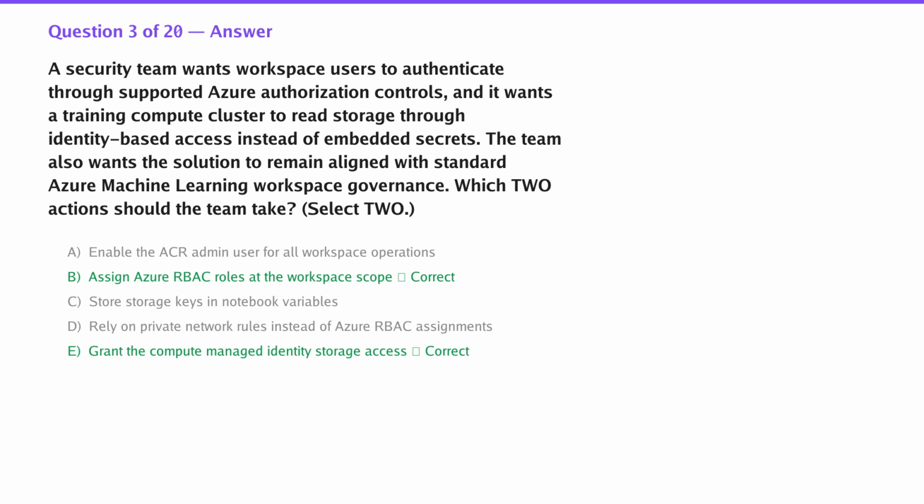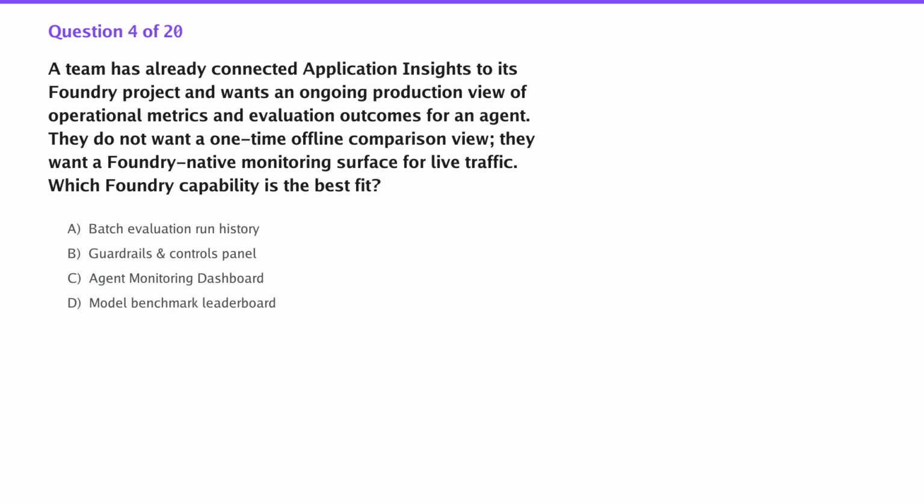A team has already connected Application Insights to its Foundry project and wants an ongoing production view of operational metrics and evaluation outcomes for an agent. They do not want a one-time offline comparison view; they want a Foundry-native monitoring surface for live traffic. Which Foundry capability is the best fit?